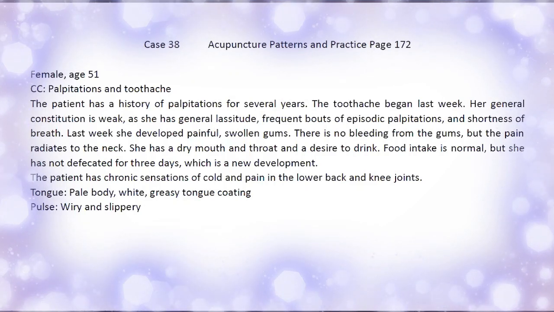So the patterns: kidney yang deficiency, heart qi deficiency, and stomach fire invading the channel. That's basically exactly the same as in the book. Palpitation, deficiency, toothache due to stomach heat. So heart yang deficiency, stomach heat, and gums. Okay, so let's discuss here. For these patients, is it more heart yang deficiency or more kidney yang deficiency?